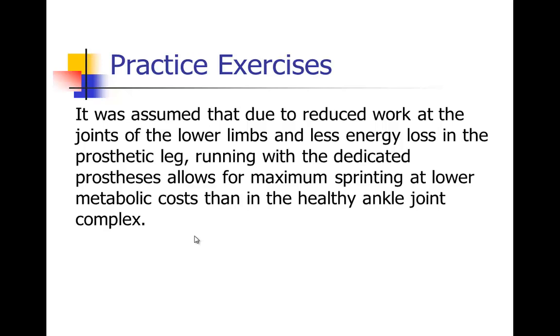So this one says, it was assumed that due to reduced work at the joints of the lower limbs and less energy loss in the prosthetic leg, running with the dedicated prostheses allows for maximum sprinting at lower metabolic costs than in the healthy ankle joint complex. So you can see that's kind of wordy. This was actually the last sentence of an abstract.